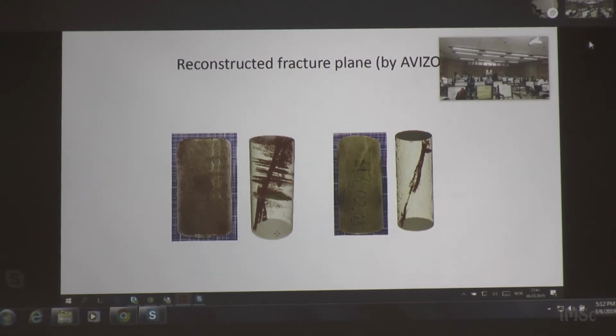That we can also capture through this image reconstruction. On the right hand side, there is a normal sandstone called Castlegate, and here we can't see any weak fracture planes, only a shear fracture.